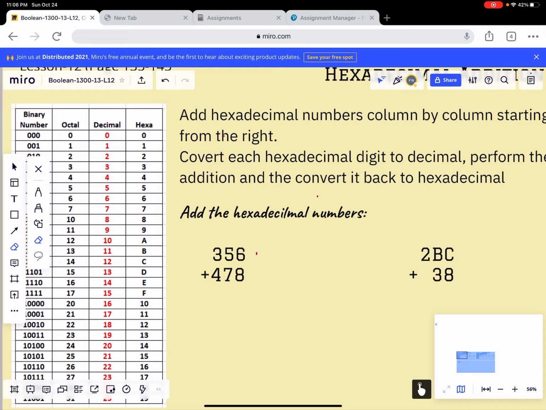Okay, let's go right to it. So let's work on this example, 356 plus 478.